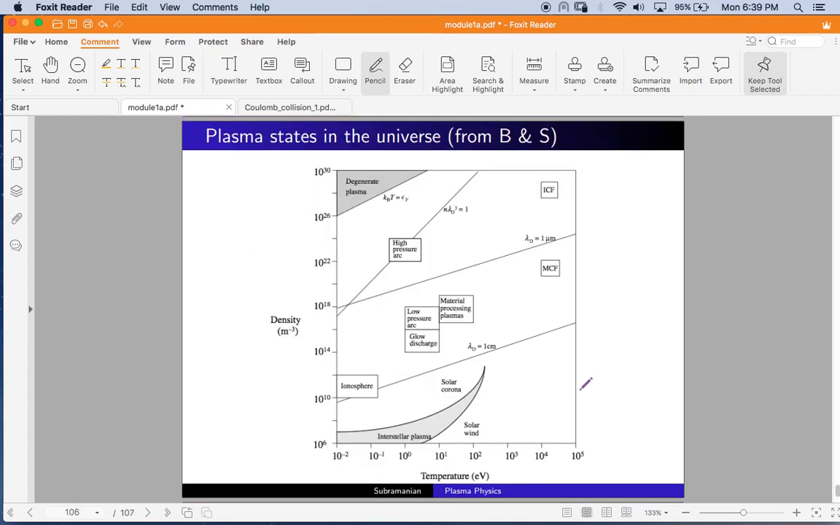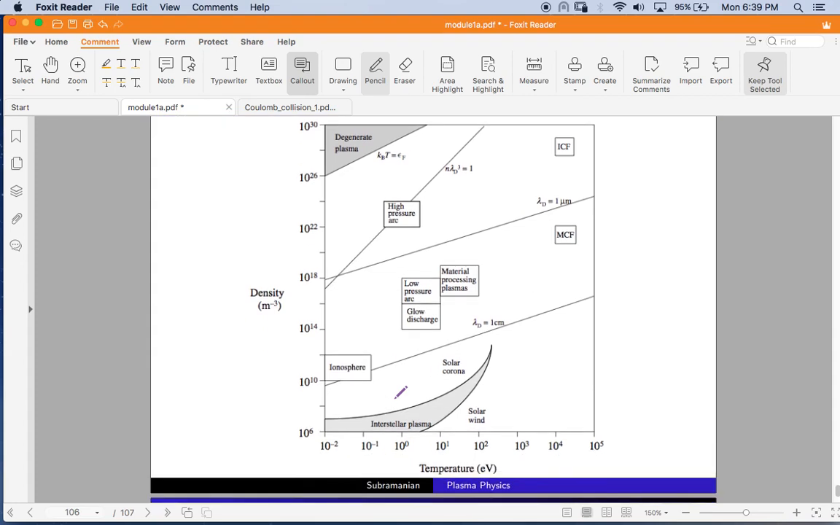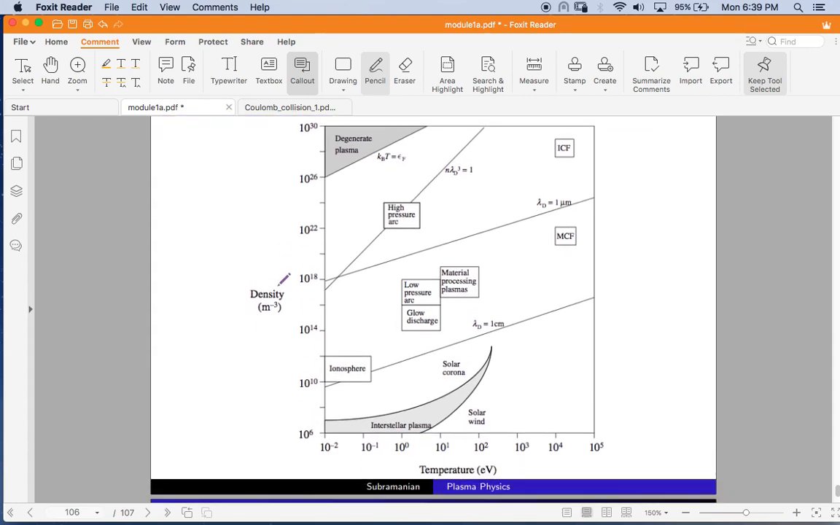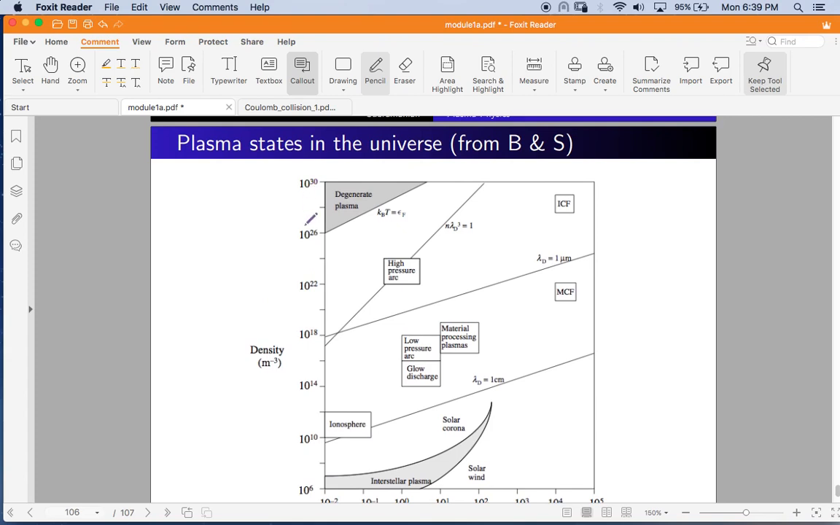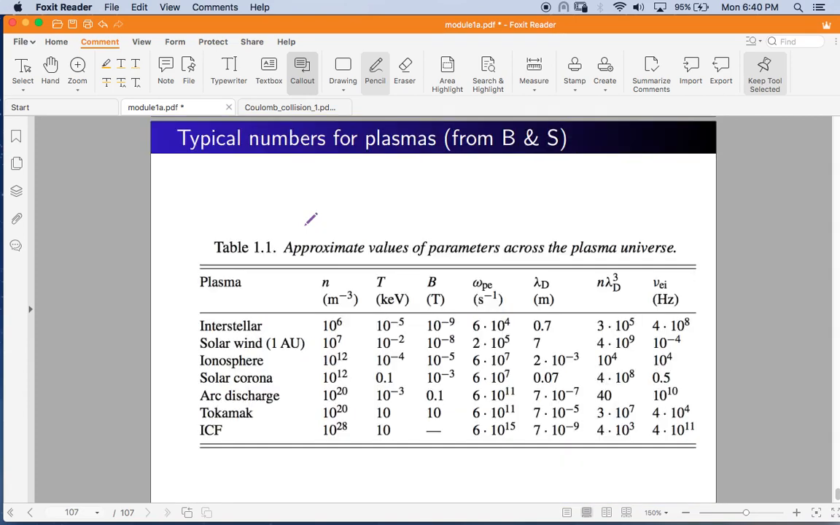We return to this figure that we had seen earlier: plasma states in the universe. This is a temperature versus density kind of diagram. So these would be low temperature plasmas, high temperature plasmas, low density, high density plasmas. Why am I showing you this? Because the numbers are very, very important in physics, and next, here are some typical numbers.